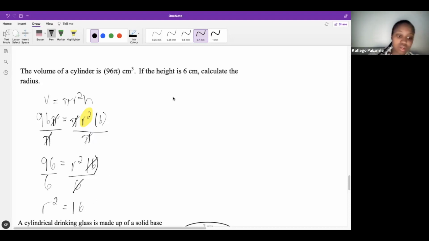16. Okay, so how do I get the radius? You have to put the square root sign on both sides. Nice. Therefore my radius is 4 centimeters.